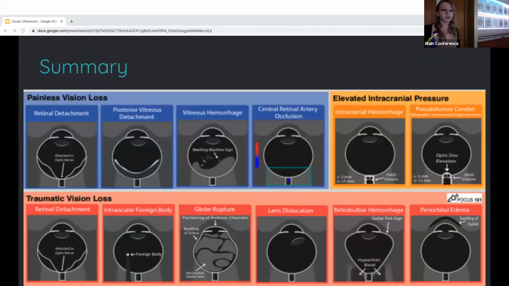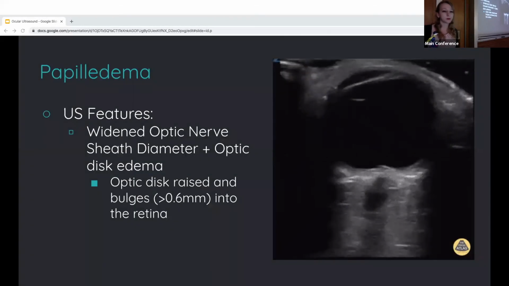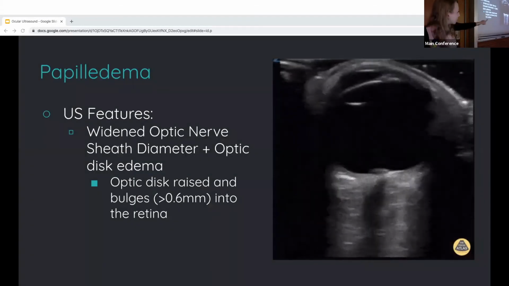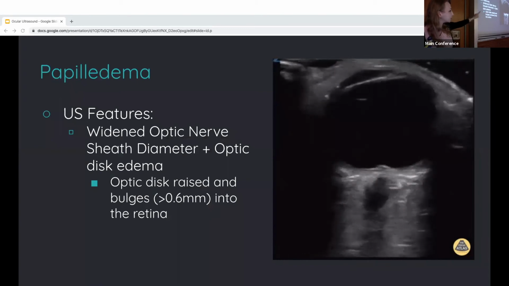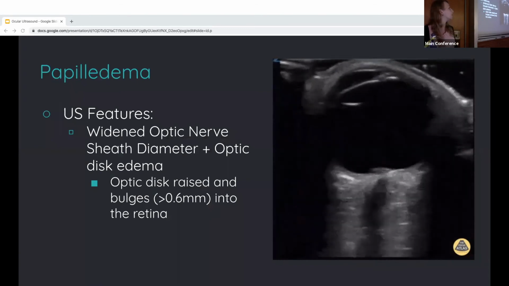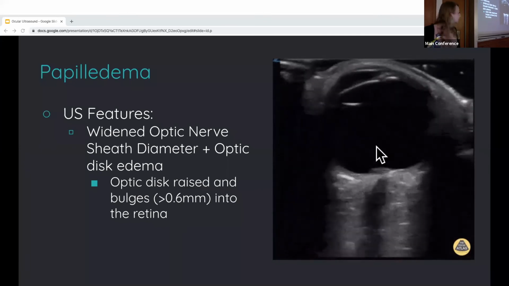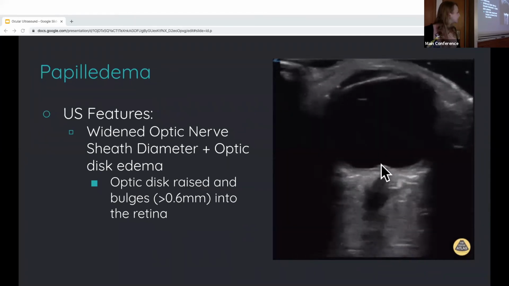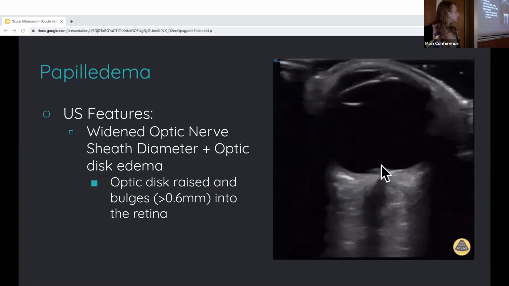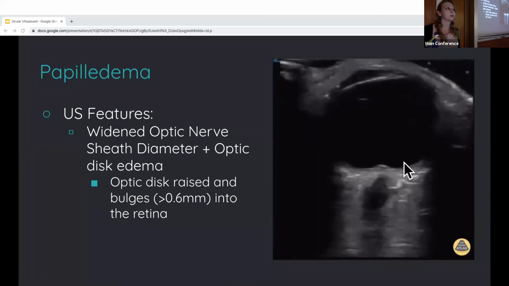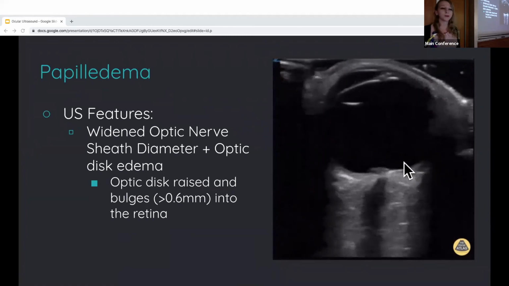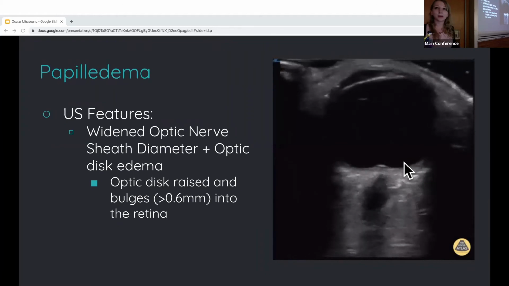Any questions, comments? Yep, Jordan. You said the bulge is 6 millimeters. Is that wide or tall? Tall. The little bulge that you see going from here, it should not exceed 0.6 millimeters in height. 0.6, thank you.